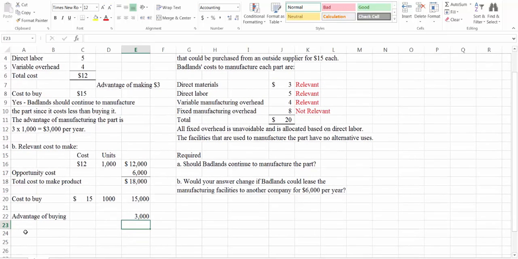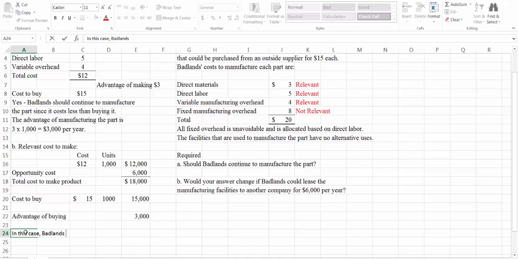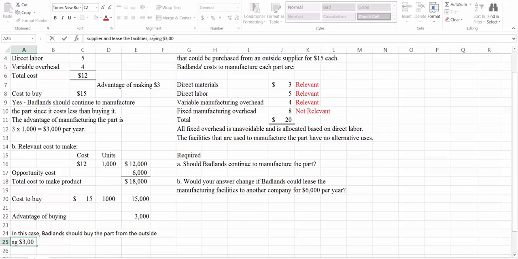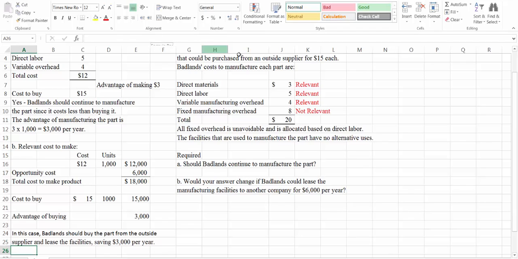All right, so let's answer the question. In this case, Badlands should buy the part from the outside supplier and lease the facilities. Okay, we always want to remember to answer the question, and that's what the answer to the question will be. Would our answer change? Yes, in this case they should buy the part from the outside supplier and lease the facilities, and we could add, saving $3,000 per year.